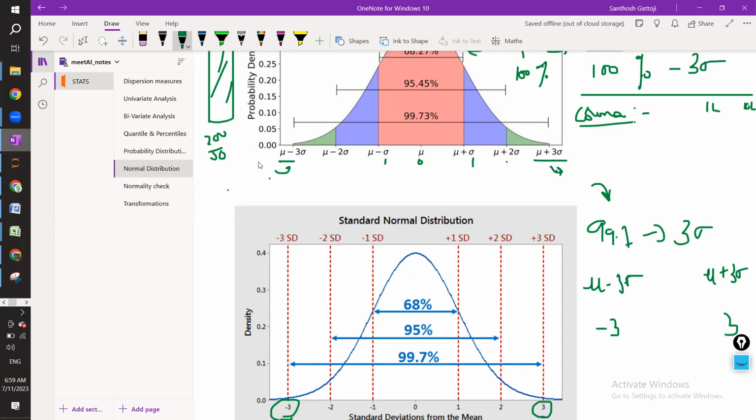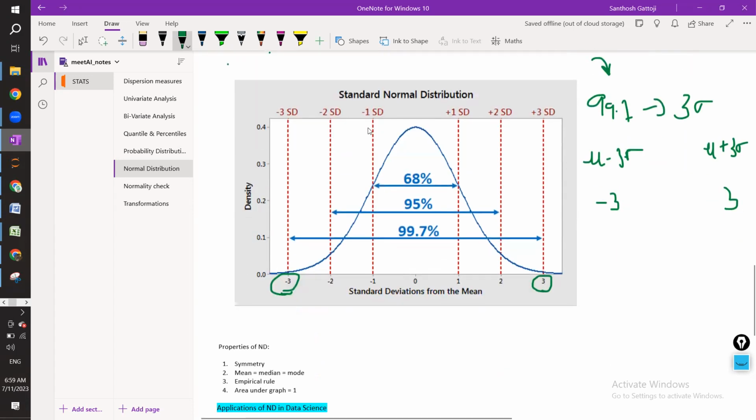But what is that range? It will change as long as mu and standard deviation are changing. But in case of the standard normal distribution, because we know mu and standard deviation, the values will be minus 3 to 3. So 99.7 or almost 100% of the data in a standard normal distribution can be found between minus 3 and 3. That means this whole area that we are seeing comprises almost 100% of the data.